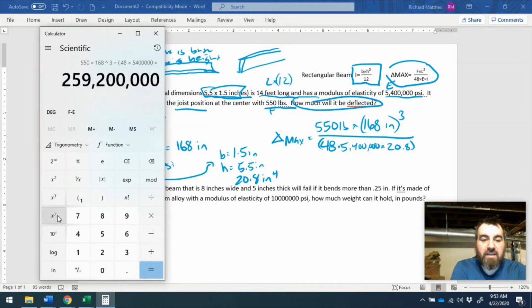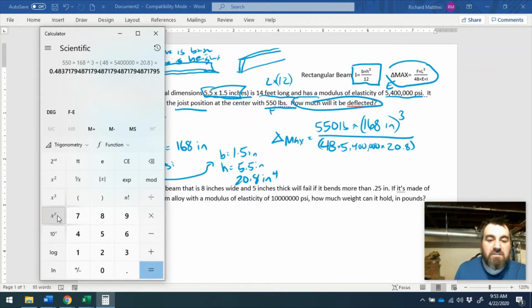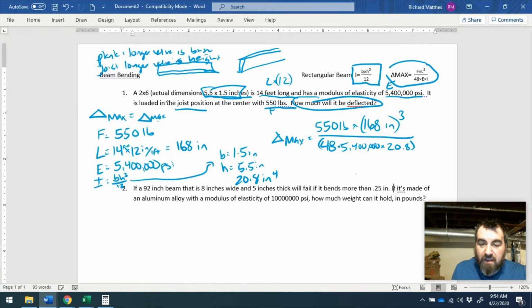5,400,000 times 20.8. Okay, and then when we divide those, we get 0.48. So it becomes a really small number, because it shouldn't bend a whole lot. Like, you've got something that's pretty strong, and you're putting 550 pounds in there, which is a lot, but it's only going to bend about half an inch with that. Okay, so we'll get 0.48 inches is our delta max. Okay, all right.